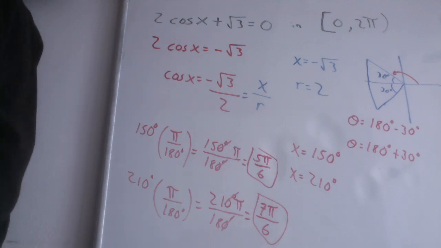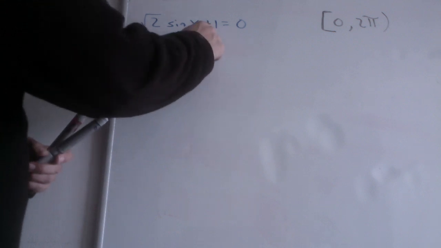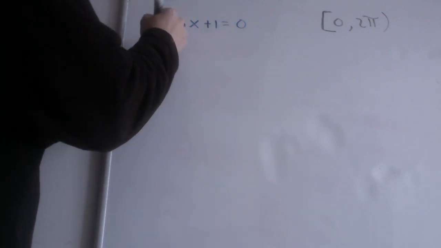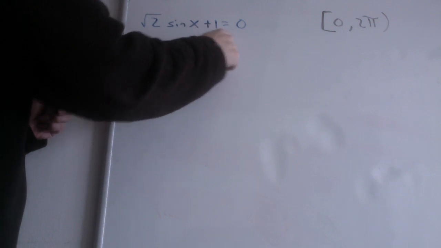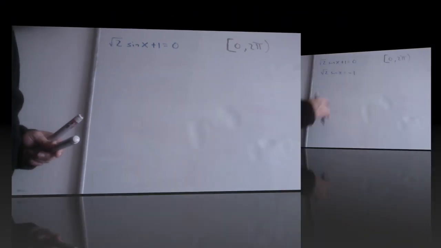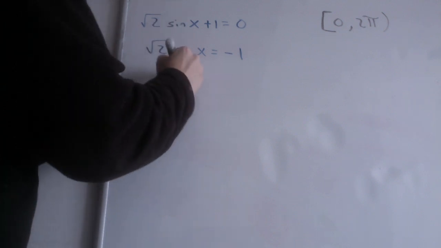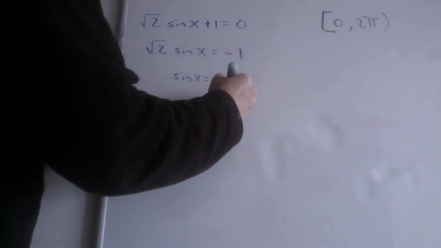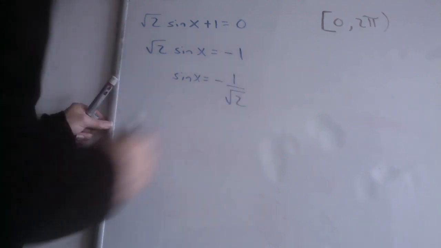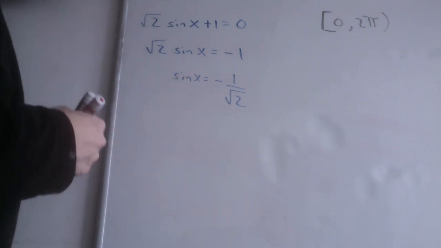Let's do another one. And I have square root of 2 sine x plus 1. So first I'm going to pass the 1 that is adding, it's going to go subtracting. Now that the 2 is multiplying, the square root of 2 goes dividing. Okay, another function that I have is sine of x.